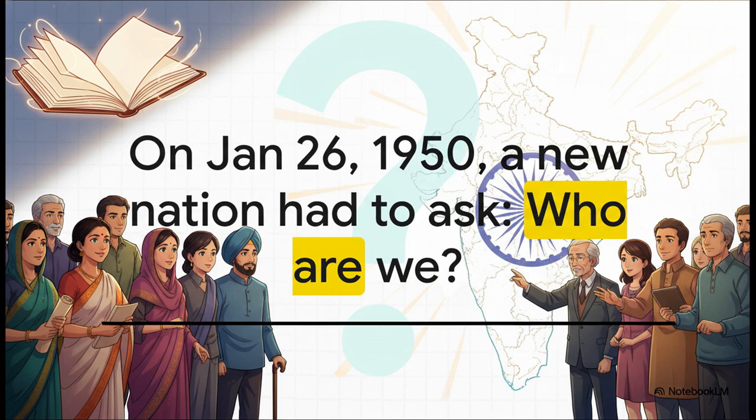So, I want you to picture this. It's January 26th, 1950. The brand new Constitution of India clicks into place. And at that precise second, you've got to draw a line in the sand. Who is an Indian citizen and who isn't? You see, this was way more than just some legal paperwork. It was about forging the very identity of this new nation. And that was the job of Article 5.